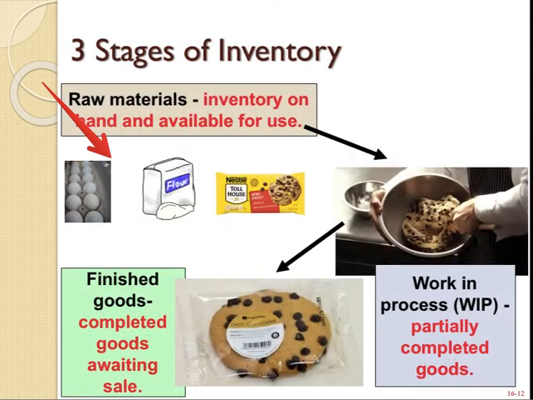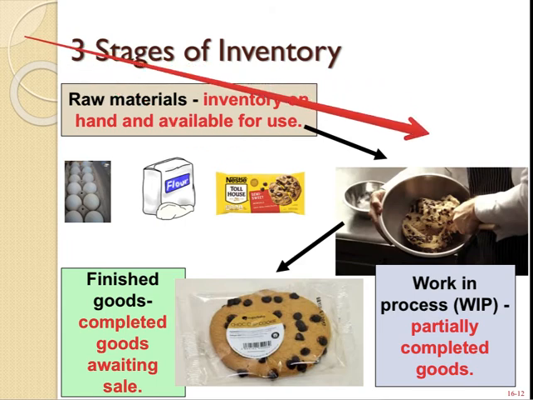Okay. Last but not least, I want to talk about the 3 stages of inventory, or the 3 types of inventory that a manufacturing company has. It starts with the first stage, raw materials, and that is just the ingredients that go in that haven't been touched yet. Okay, inventory on hand and available for use. We haven't used it yet. It's just sitting there in our fridge or in our warehouse ready to go.